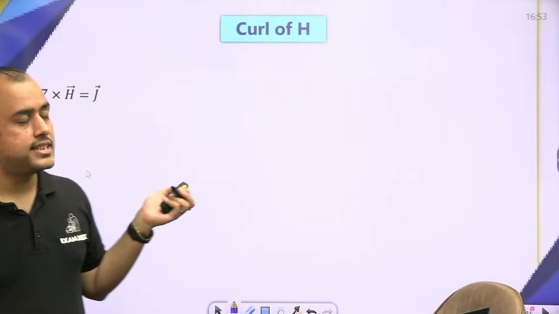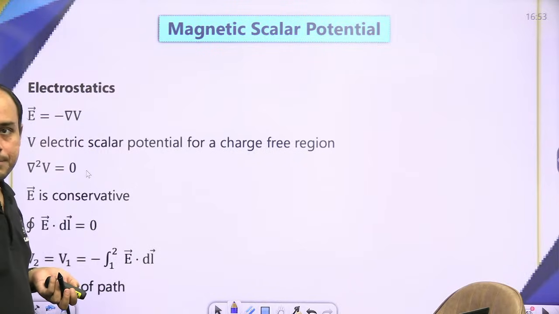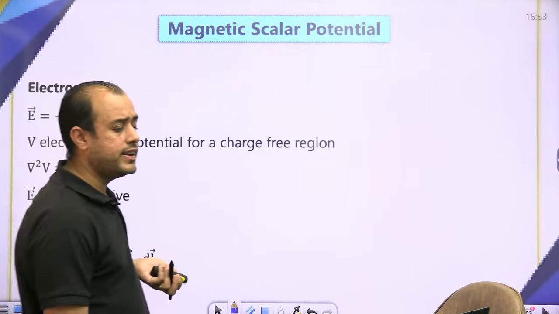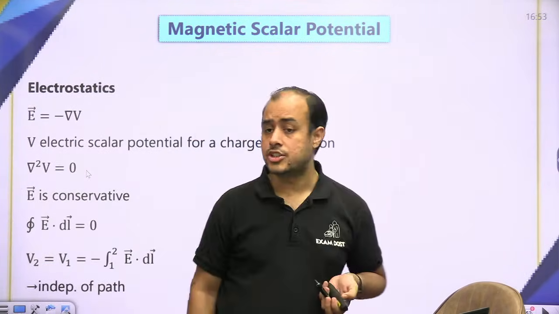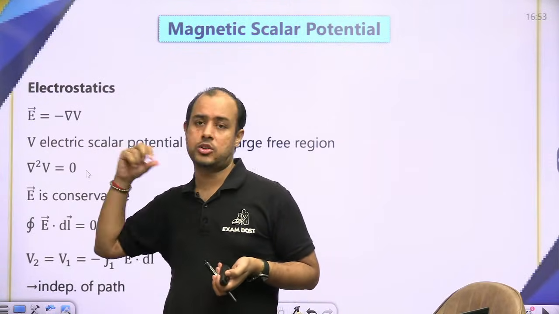तो कर्ल ऑफ एच इज इक्वल टू जे. दिस इज द एम्पियर लॉ. नाउ बेटा वी टॉक अबाउट द स्केलार पोटेंशियल जस्ट लाइक वी डिफाइंड फॉर इलेक्ट्रोस्टैट.